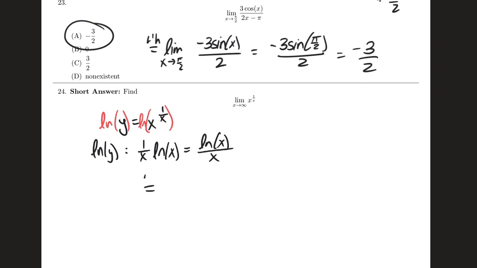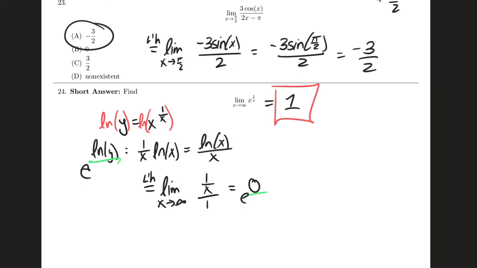So it's equal to, based on L'Hopital's rule, the limit as x goes to infinity of 1 over x over 1. And if I plug in infinity to that, which is just 1 over x, I get 0. 1 over infinity is 0. But the final answer is not 0 because that's equal to the natural log of y. So now I have to do e to both of those. So my final answer is e to the 0, which is 1. That's my final answer, 1.